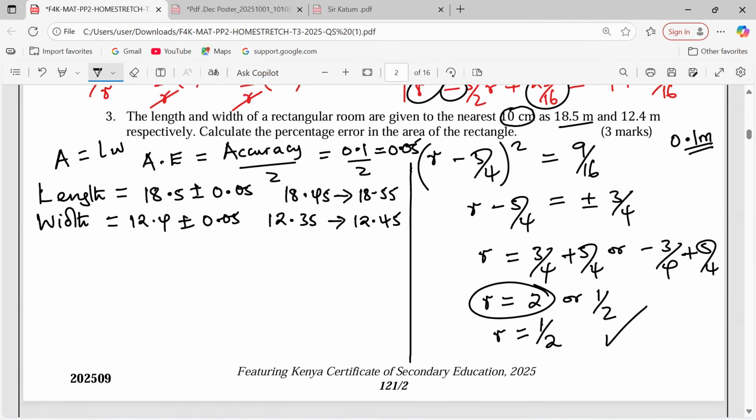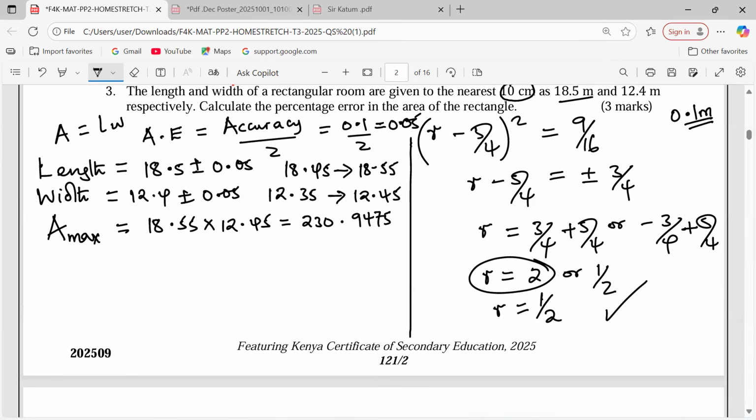With these dimensions now, we can talk about the maximum area. Area maximum shall be when we use the upper limits of the two dimensions. And this shall be 18.55 multiplied by 12.45. This gives 230.9475 meters squared.